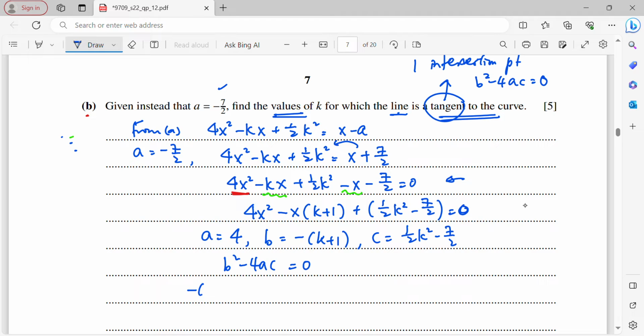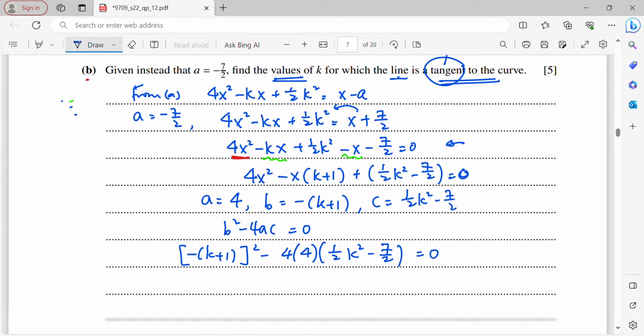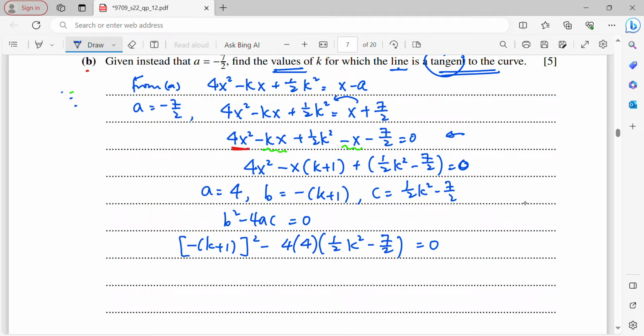So now, negative of k plus 1 squared minus 4a. a is 4. c is half k squared minus 7 over 2. Then equals to 0. So from here, I need to get k values. You see, k values means more than 1 k.